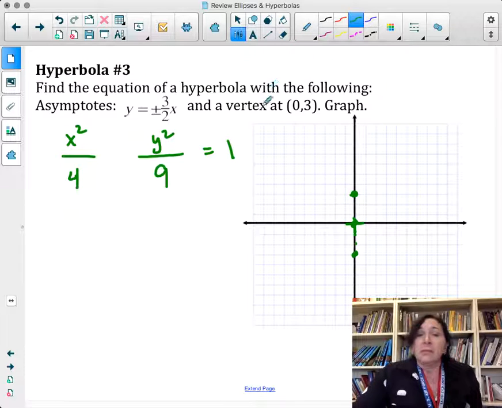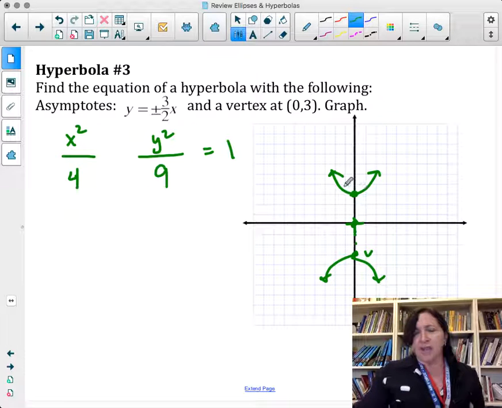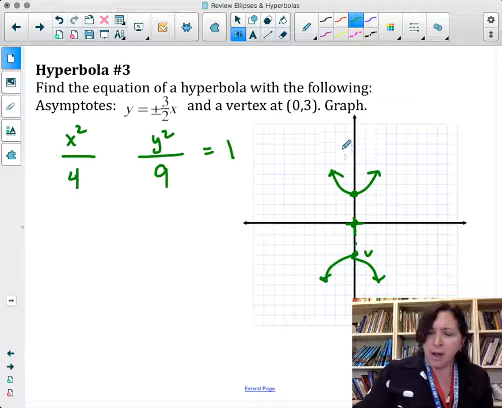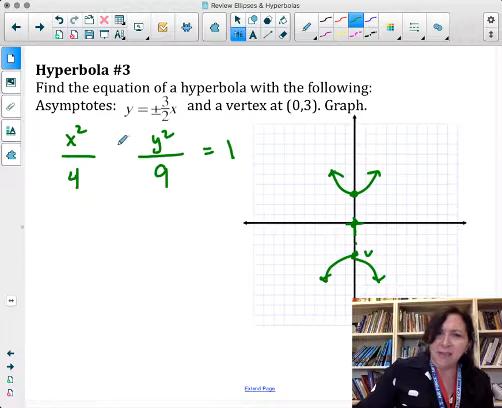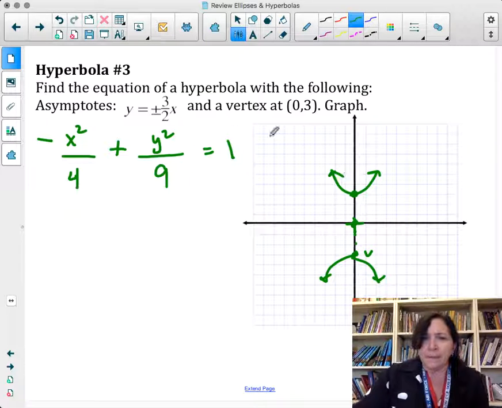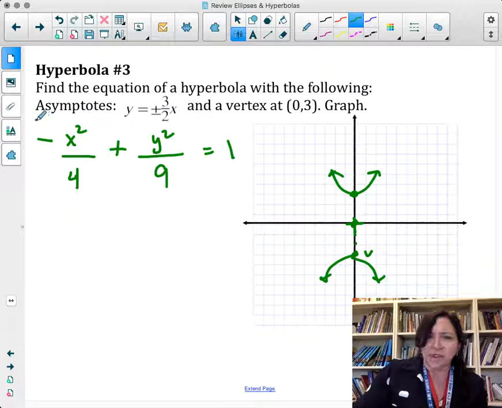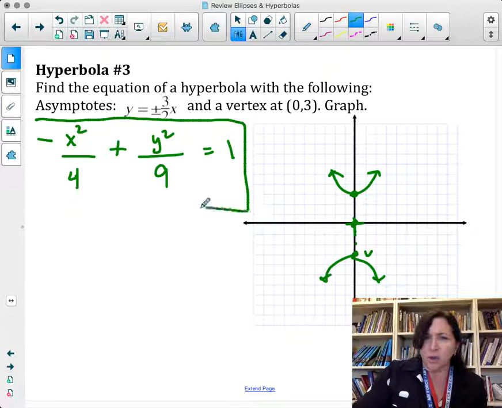Now, because my vertex is on the y-axis, this is what it's telling me, that this is going like this. Vertex, that's a vertex. So it's going like this. It also tells me that because my hyperbolas are on my y-axis, that my y coordinate is positive, which means that my x coordinate must be negative. And we've graphed that. And this is my standard form for my equation.